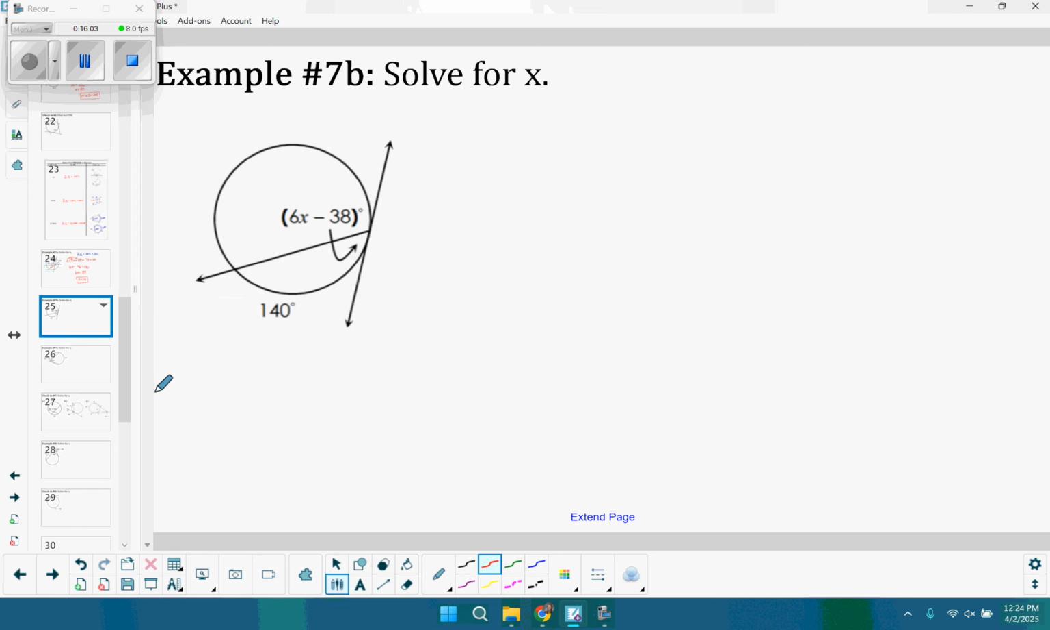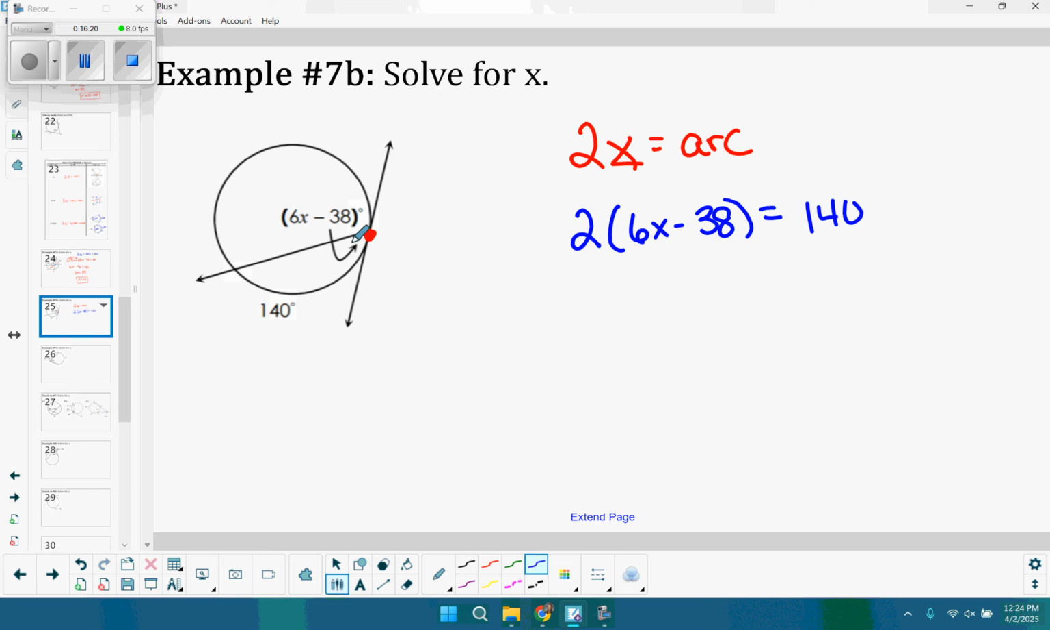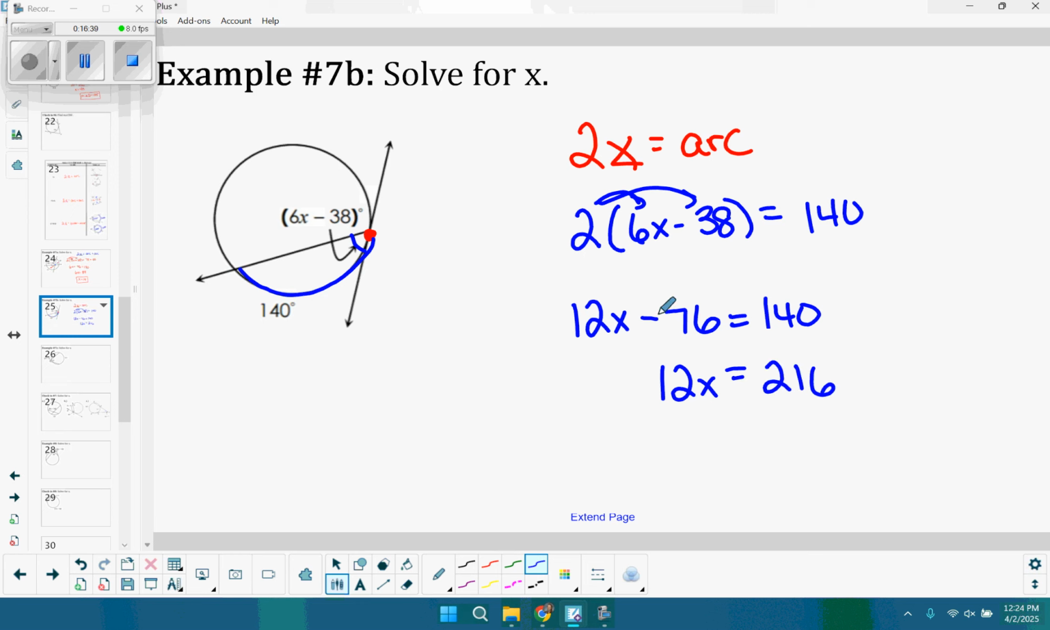For example 7b. If I put a dot where the two lines meet, that's on the edge of the circle. For on, it's 2 times angle equals arc. So we're going to do 2 times the angle, 6x minus 38, is equal to the arc, which is 140. And this angle in this corner did belong to this arc over here. So let's distribute. 12x minus 76 equals 140. Add our 76. So 12x is equal to 216. And then divide by 12, and we get x equals 18.